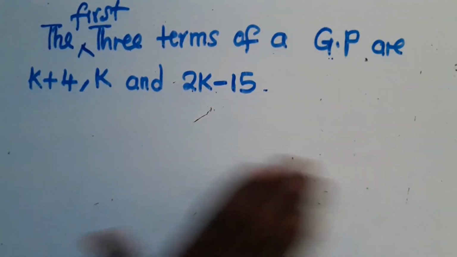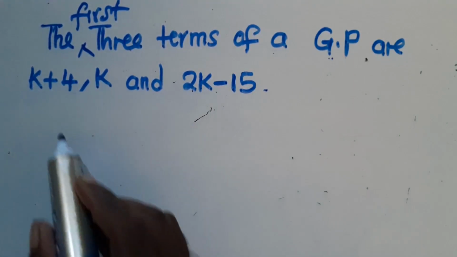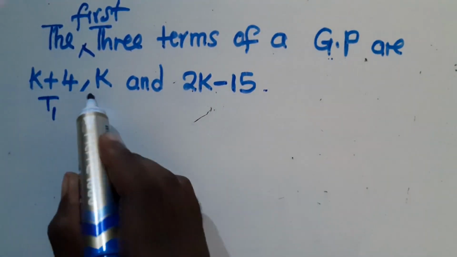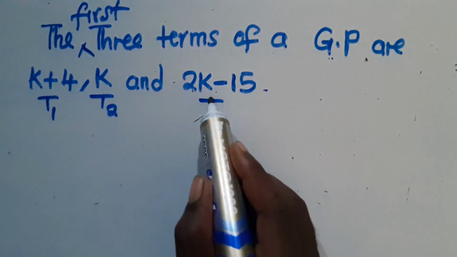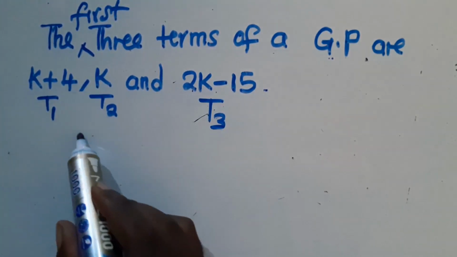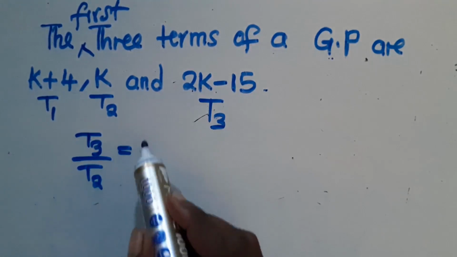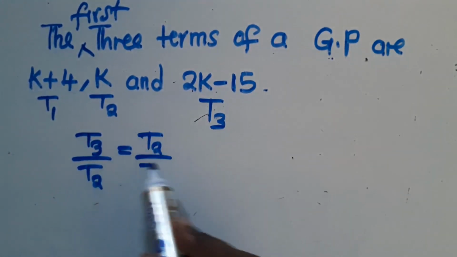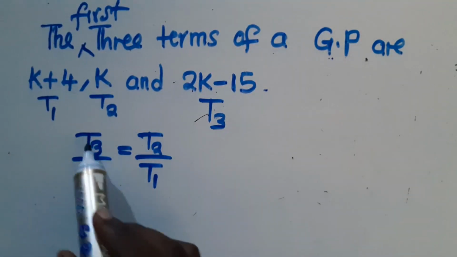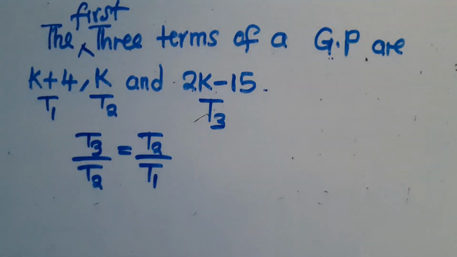So let me do this. We want to find the value of k. You just need to say this is the first term, this is the second term, this is the third term, according to how they are given. How do you find the value of k? You just say T3 over T2 is equal to T2 over T1. This is the formula that you need to use.